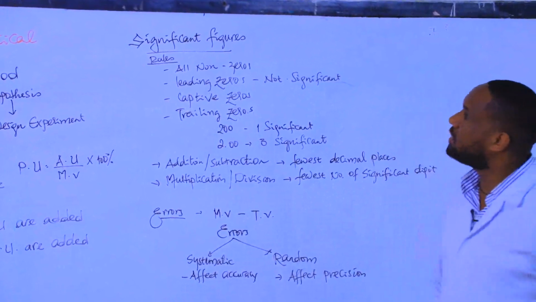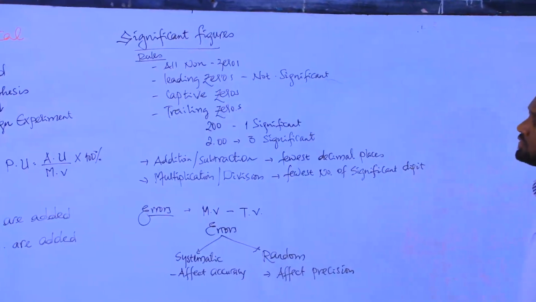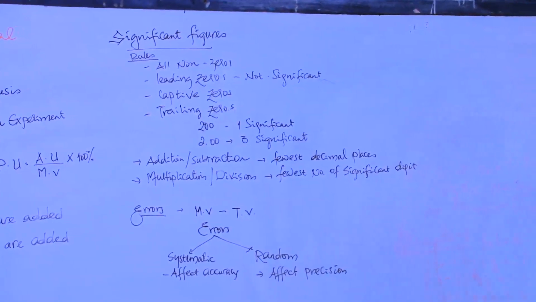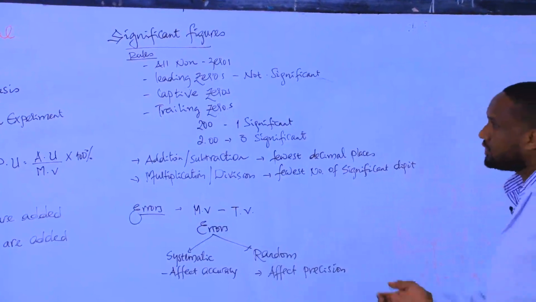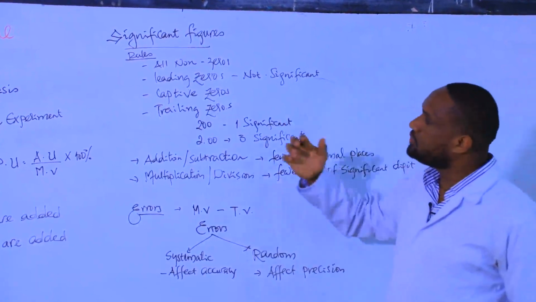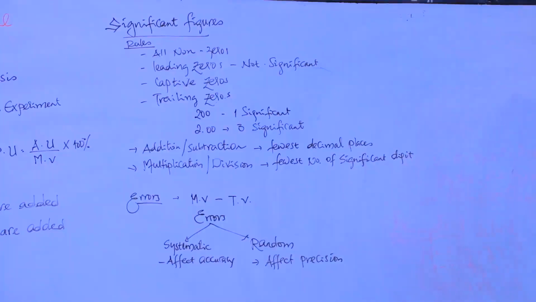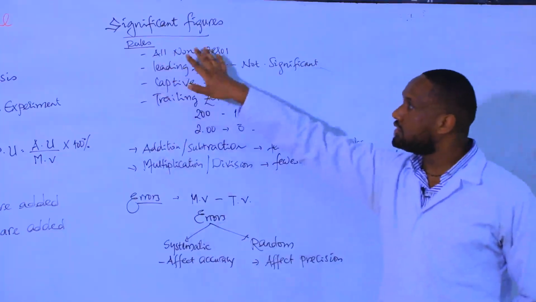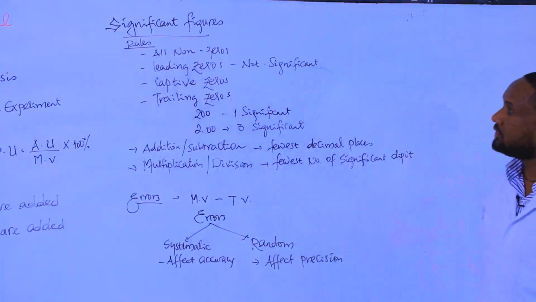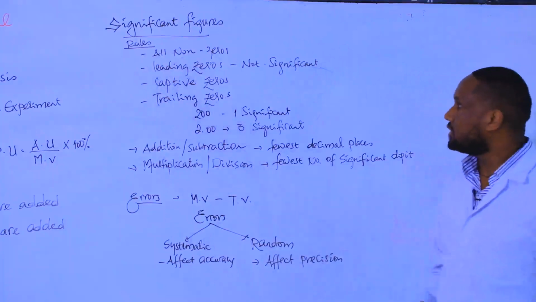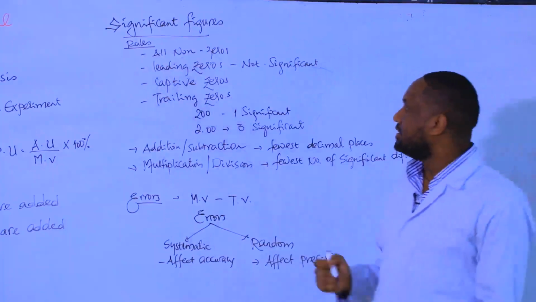The other thing that we need to know in this chapter is about significant figures. Significant figures are the numbers that we use in recording an experiment. There are different rules that we use to determine the number of significant figures in a measurement. The first one is that all non-zero numbers are considered as significant. Leading zeros are considered to be not significant.